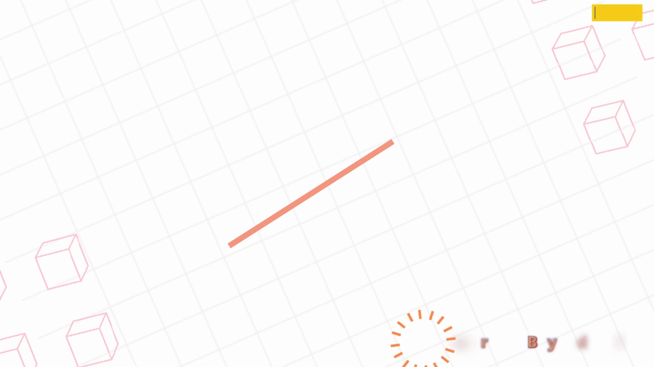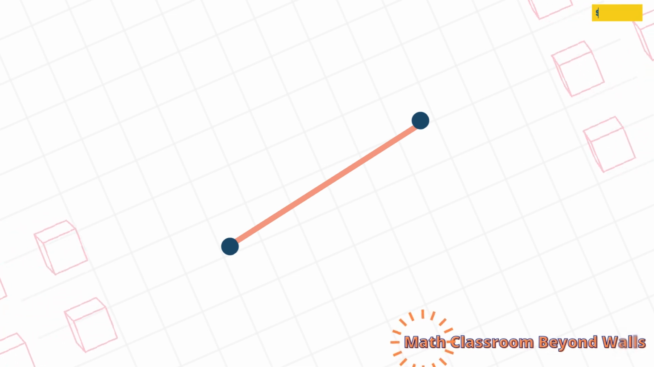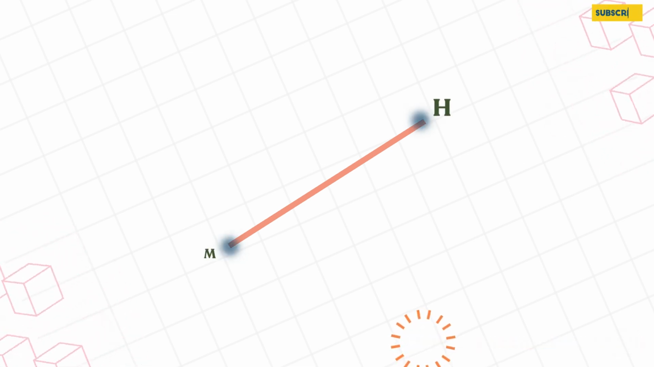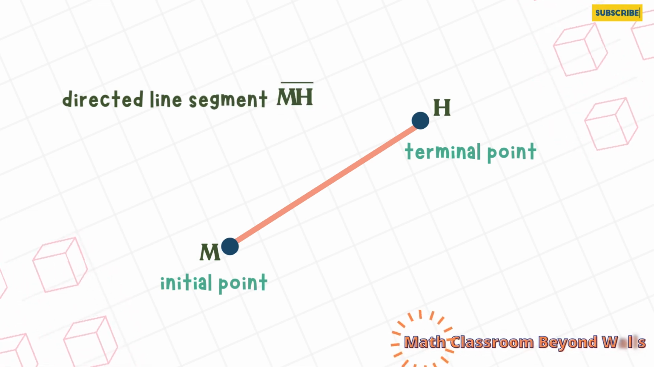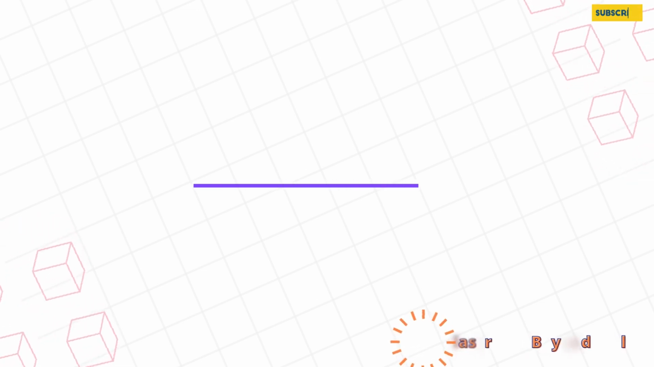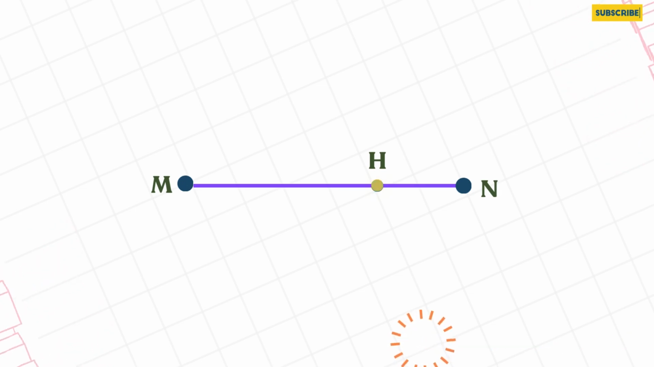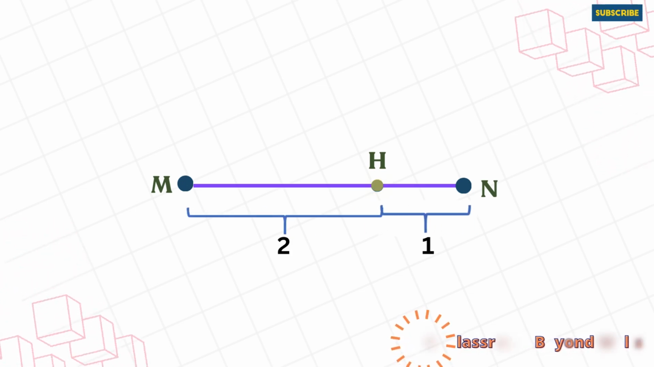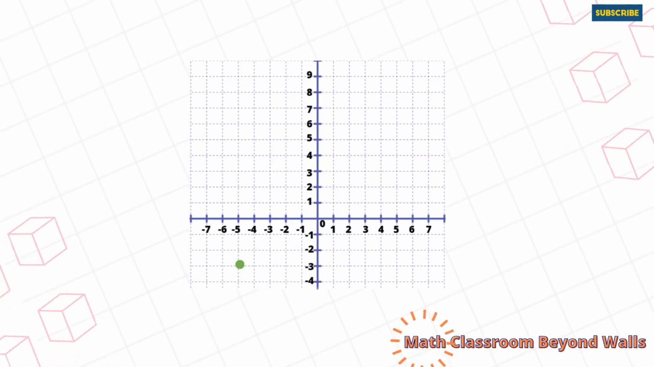Hi learners! In today's video, you will learn the meaning of each term in the formula for determining the partition point that divides a directed line segment into two parts with a given ratio. We will break the formulas down into parts and relate each part to visual representations so that you will be able to understand what each term in the formula represents.